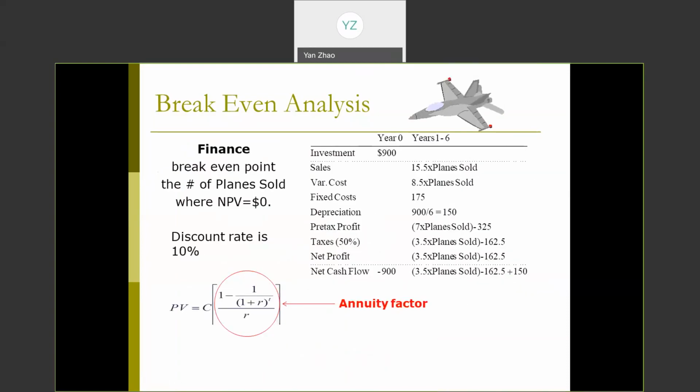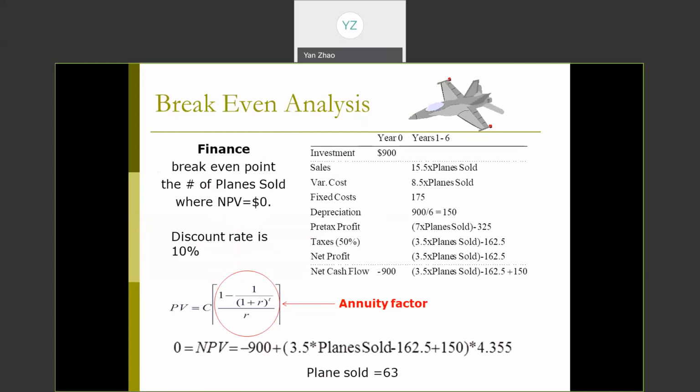Finally, the finance break-even point is the number of airplanes sold where the net present value equals 0. Okay, so here we can't really use financial calculators because we don't have all the inputs, and we have to rely on the formula. So if you still remember how to calculate the present value of all future cash flows, if you can't remember, go back to chapter 5 and chapter 6, and you will see this formula. This one, the whole thing, is called annuity factor.